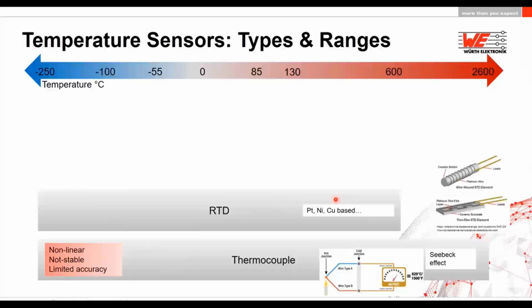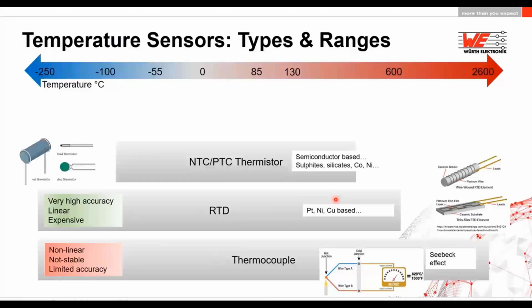The next ones are the RTDs. These are widely known as the PT100, PT1000 ones. You must know them from the cylindrical types, or nowadays they are also available in SMD types. They are very accurate and they are also linear. But on the other hand, they are highly expensive. So very high accuracy also comes at the cost of price.